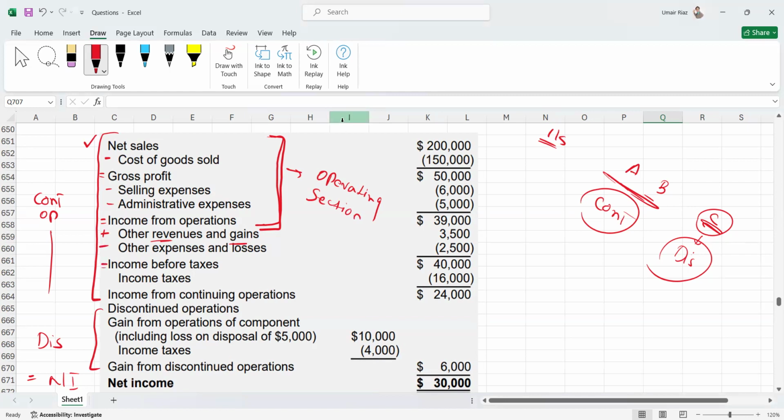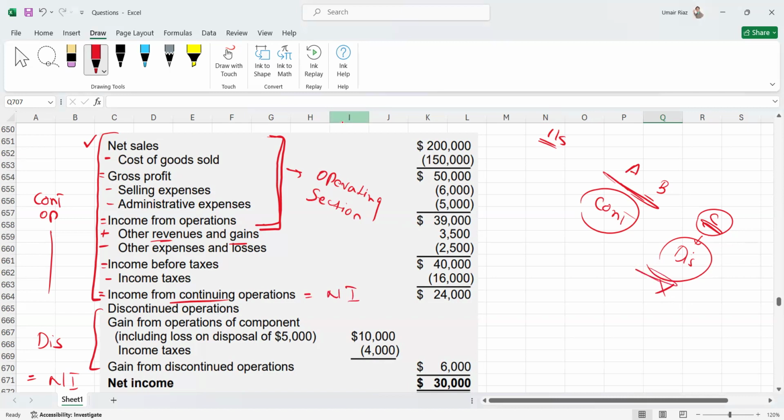So this is called what? Income before tax. Okay, so guys, then we deduct tax expense. So this is called income from continuing operations. Understood? Please remember, if you do not have any discontinued operation, then this will be equal to the net income value. But here, I'm assuming we have a discontinued operation.